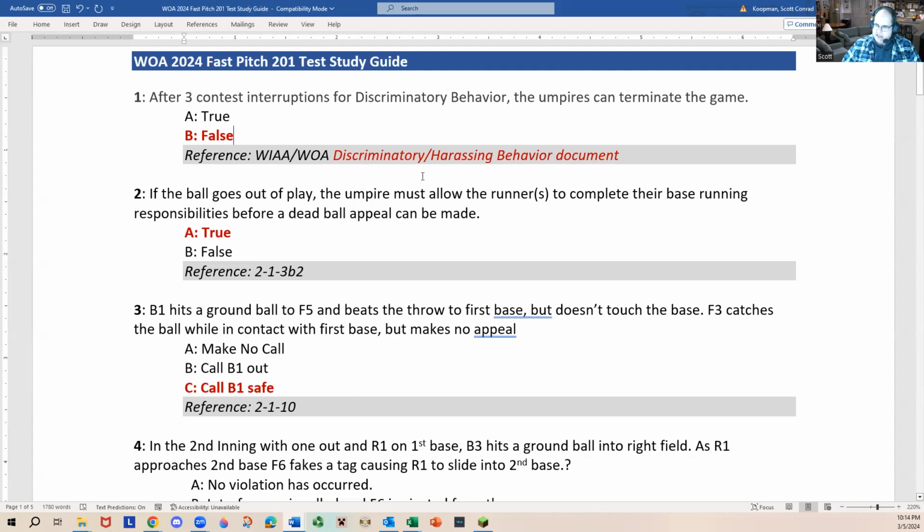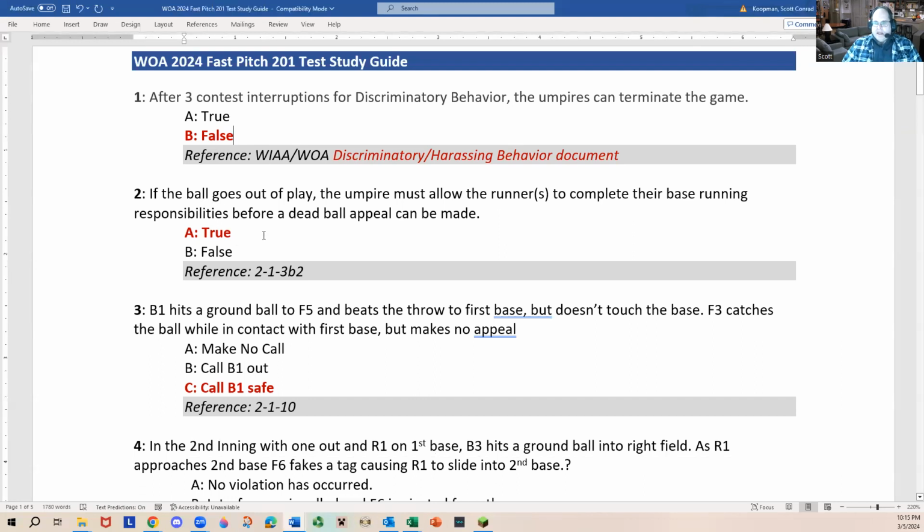And so, unless there's something in that document that I missed, I'm going to answer false on that one. Definitely look at the discriminatory and harassing behavior document, which spans all sports. Therefore, you won't find it specifically under softball. You'll just find it on the central hub as a general document that you can look for. And I will answer false to that one. I might be wrong. I didn't see it in that document.